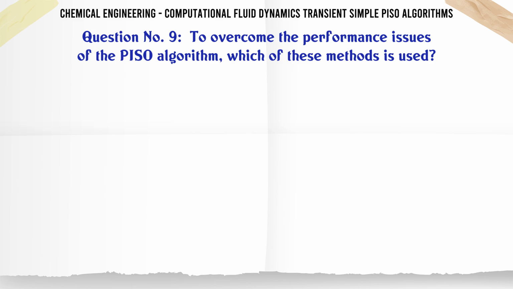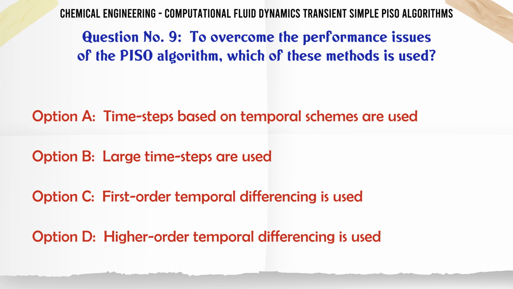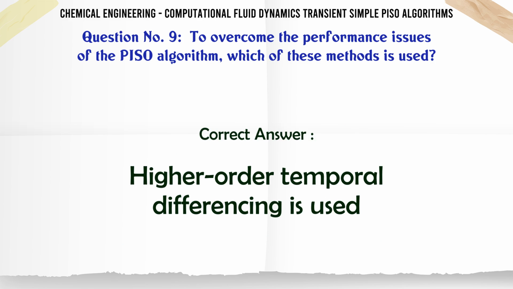To overcome the performance issues of the PISO algorithm, which of these methods is used? A. Time steps based on temporal schemes are used. B. Large time steps are used. C. First order temporal differencing is used. D. Higher order temporal differencing is used. The correct answer is higher order temporal differencing is used.